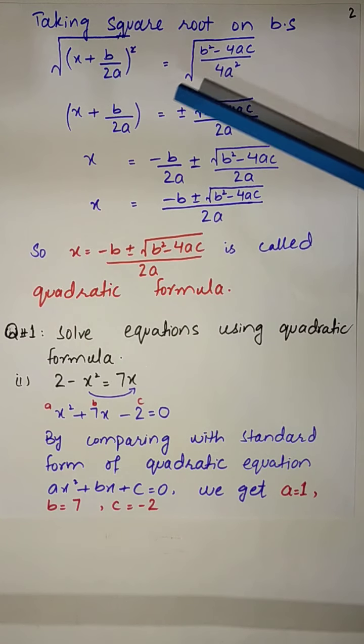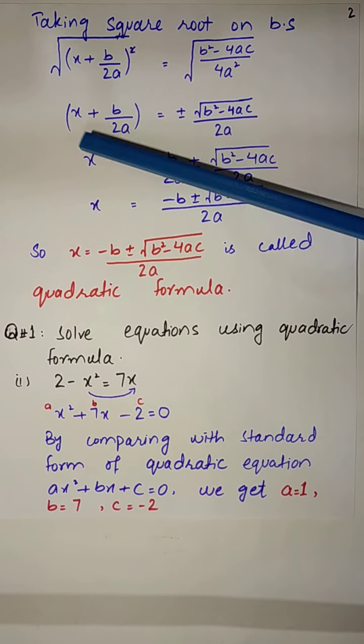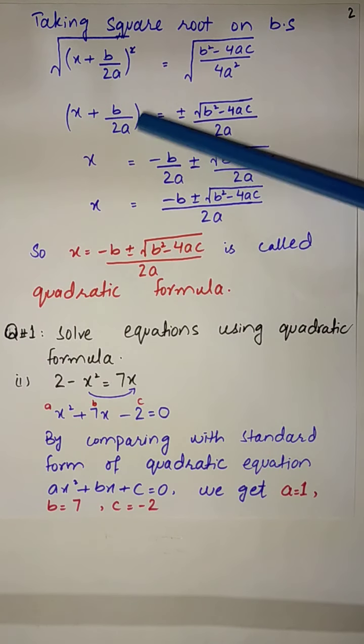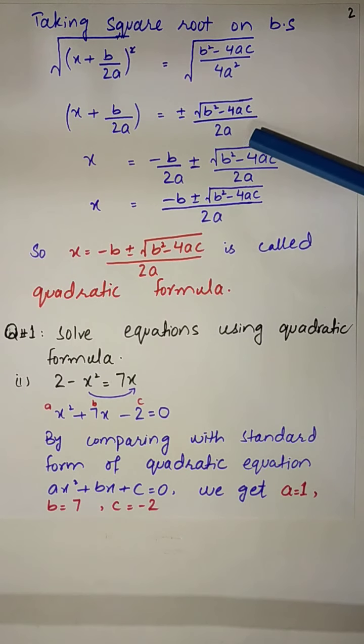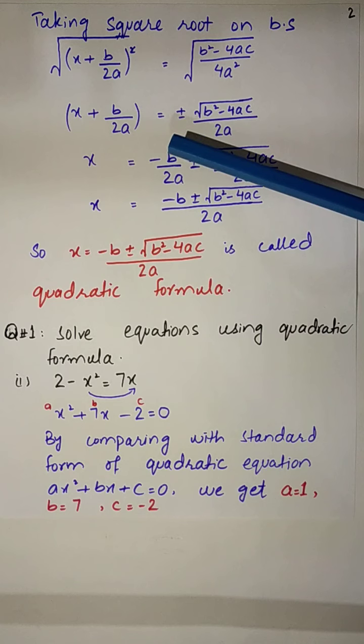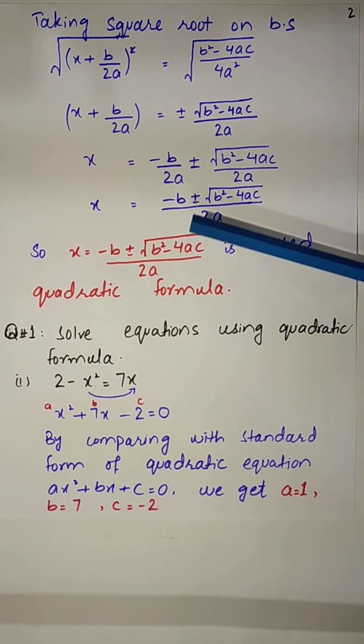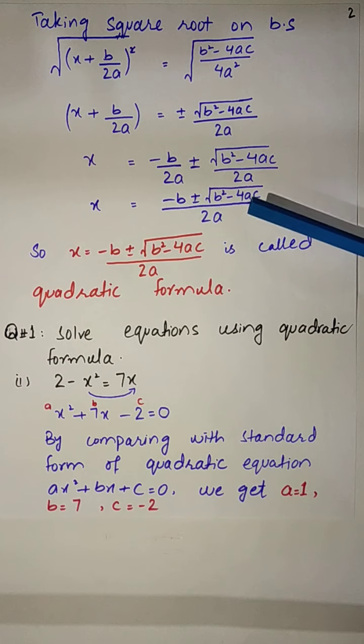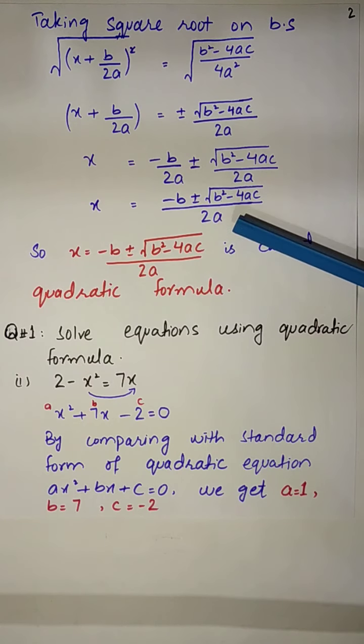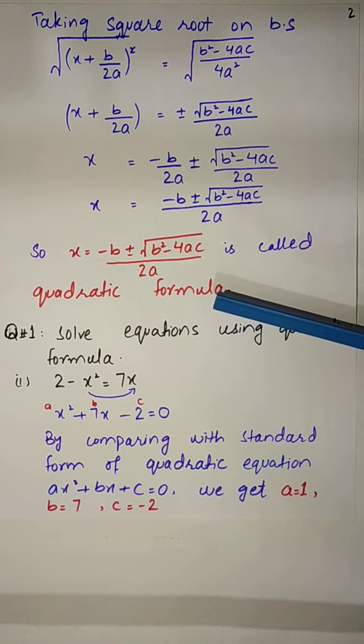After that we have to find the value of x. So we will move this fraction to the other side of the equality, and this becomes x equals minus b by 2a plus minus the square root of b square minus 4ac by 2a. In the next step, this becomes minus b plus minus under root of b square minus 4ac by 2a, and that is our quadratic formula.